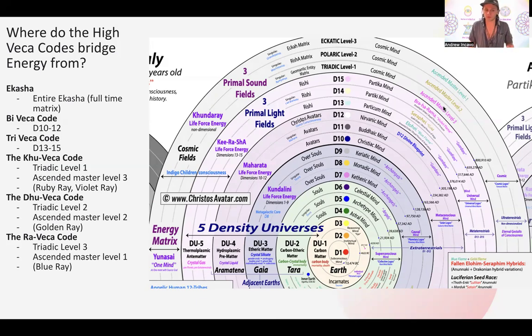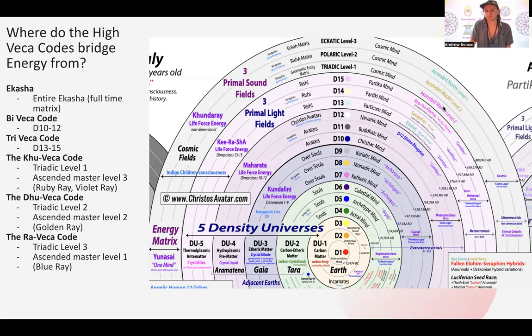And then that's the gold ray. And then the raw Vecca code aligns you with triadic level 3, which is ascended master level 1, which is the blue ray. So you can see how the acatic level 3, right? So the furthest arc in this chart here is blue ray. That also lines up with dimension 13, right?